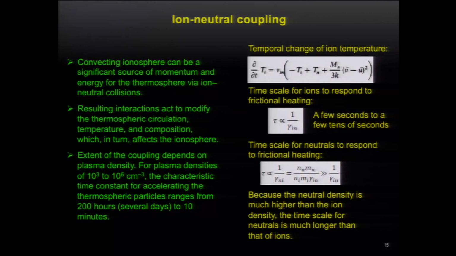But the time scales for the ions and the neutrals to change are different. The time scale for the ions to change is very fast, only a few seconds or a few tenths of seconds. But it takes much longer for the neutrals to change because of large neutral densities, several orders of magnitude higher neutral densities there in the ionosphere. In the high latitude ionosphere, the plasma density can easily change 2 or 3 orders of magnitude in small spatial and temporal scales. That means the characteristic time constant of the thermospheric wind can change from several days to tens of minutes.